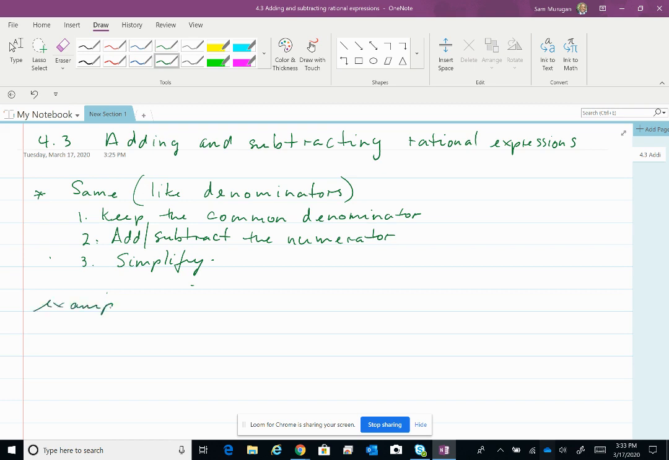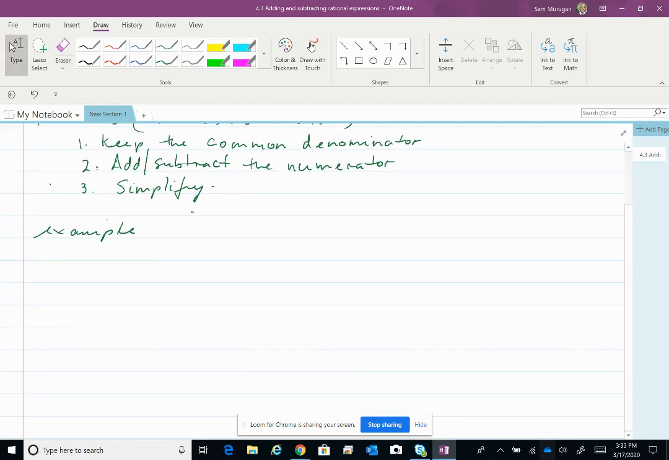Example, and we have negative 1 over x plus 5 over x. Notice that we have a common denominator of x. So we're going to go ahead and keep the common denominator. And we add the numerator, negative 1 plus 5, to give our answer as 4 over x.